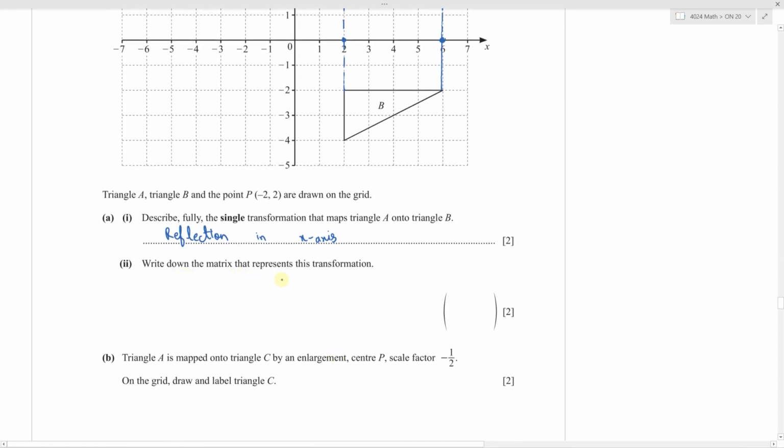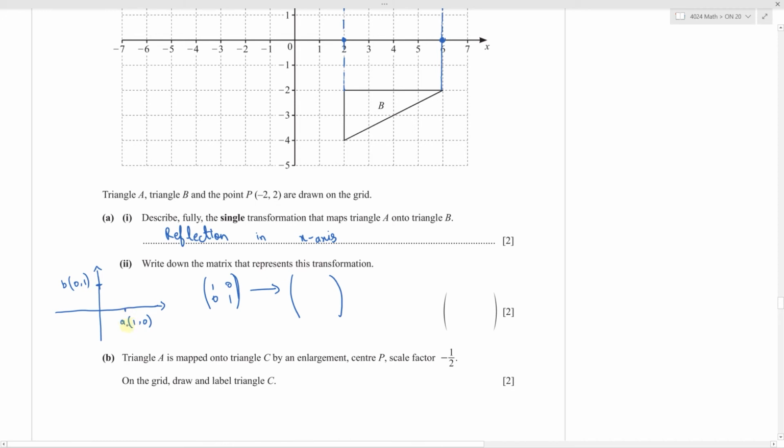Part 2 is write down the matrix that represents this transformation. So we can use the technique that we have learned to calculate the transformation matrix. You take 2 points. Let's call this A, which is 1 and 0, and then B, which is 0 and 1. And then you apply the transformation. So your object here is your 1, 0, which is A, and 0, 1, which is B. And once you apply the transformation, the resultant matrix is the matrix that represents this transformation.